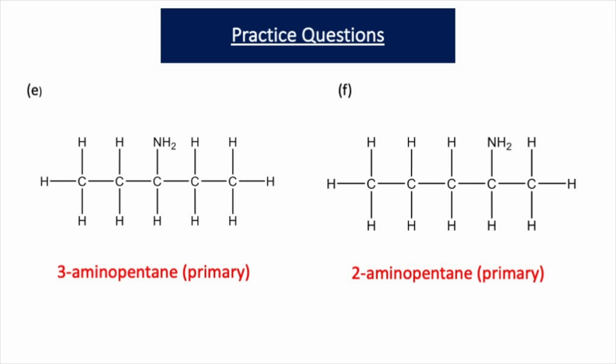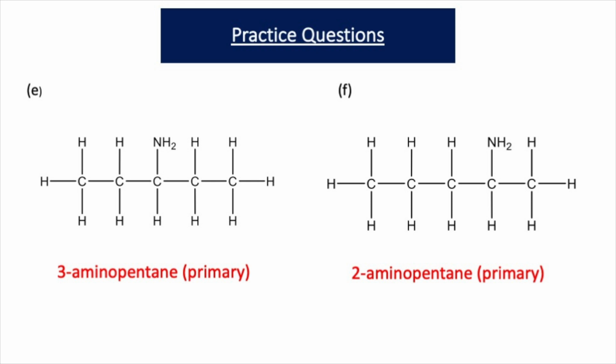So now let's go for the answers. For compound E, we have a 5-carbon chain, and we have an amino group, an NH2 group, in the middle of this chain, on carbon 3. And therefore the compound is called 3-aminopentane. Now 3-aminopentane is also a primary amine because only 1 hydrogen from the ammonia, NH3, has been replaced by an alkyl group. So it's a primary amine and it's called 3-aminopentane.